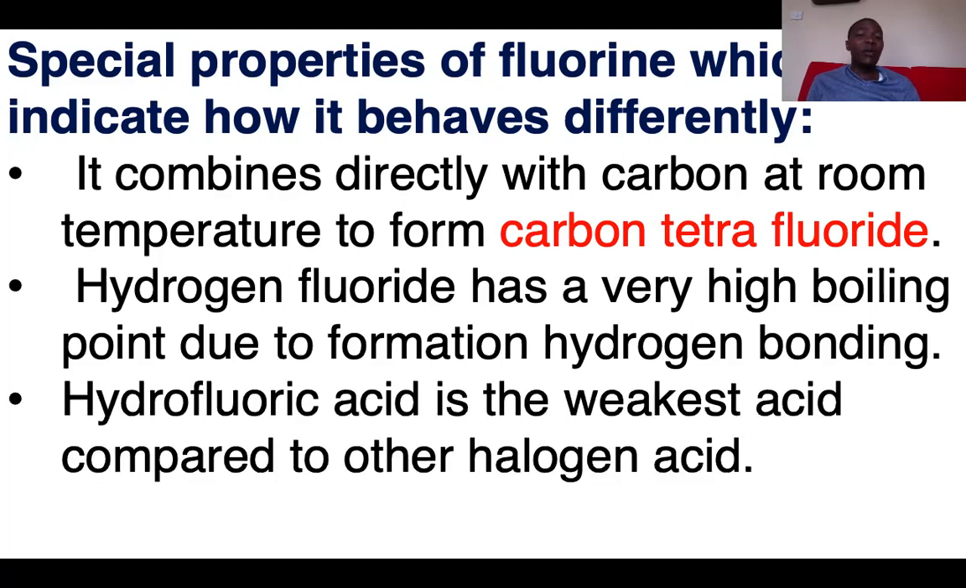Hydrofluoric acid is the weakest acid compared to other halogen acids. You know very well it's the only weak acid. All the other halic acids are strong. Look at HCl. HCl is strong, pH 1. We have HBr stronger than HCl, and HI stronger than all the others. But hydrofluoric acid is weak. So it has an anomalous behavior there.